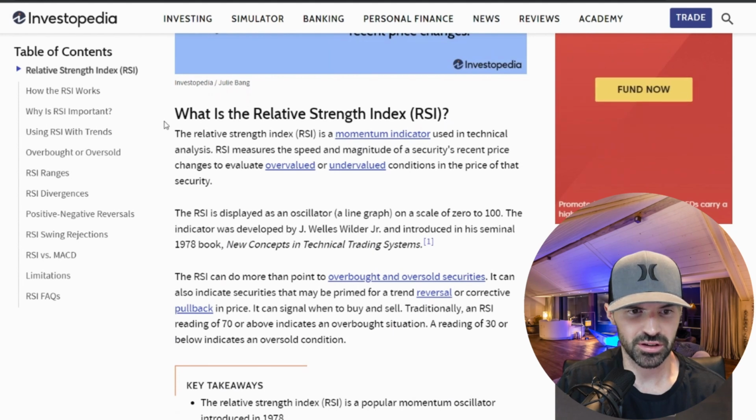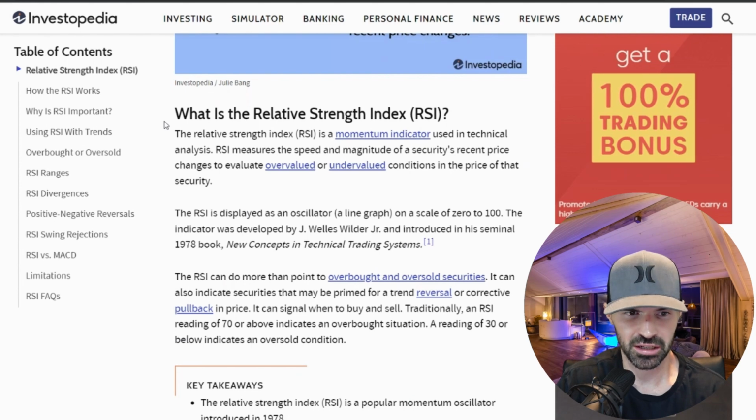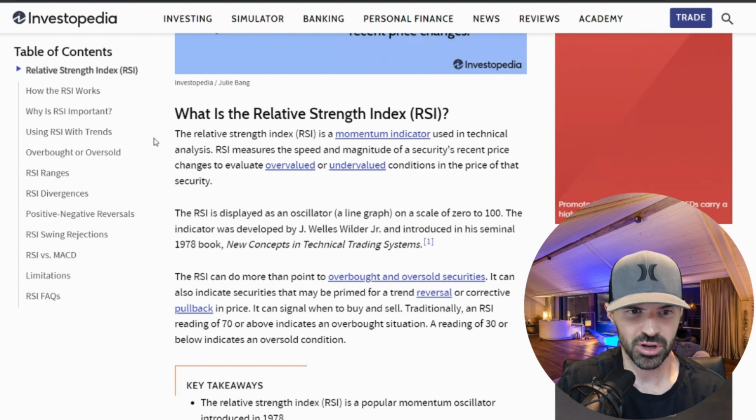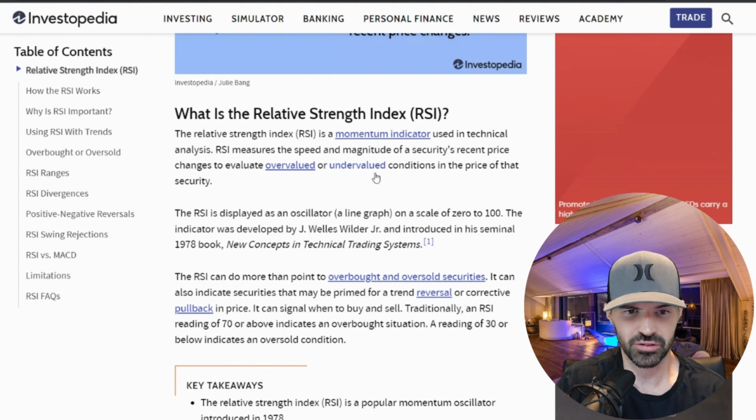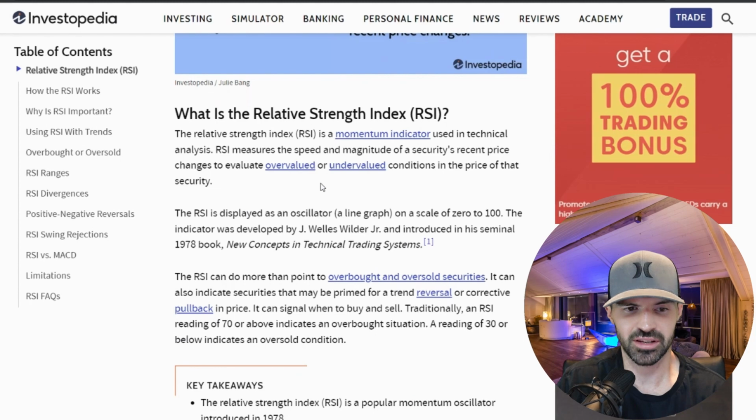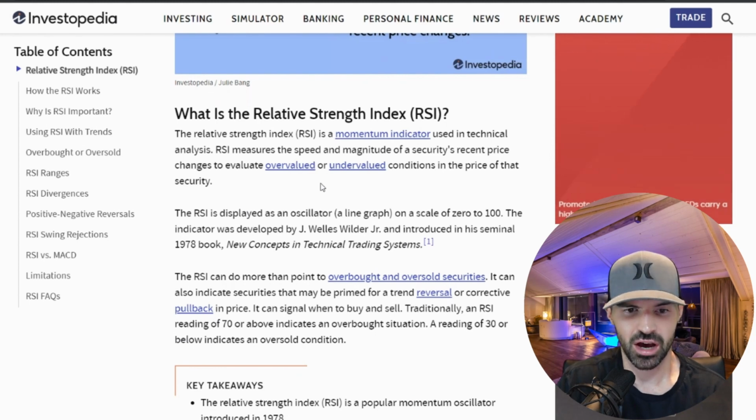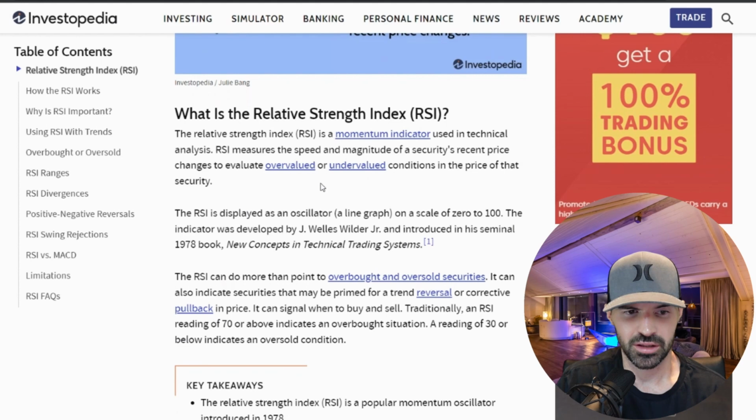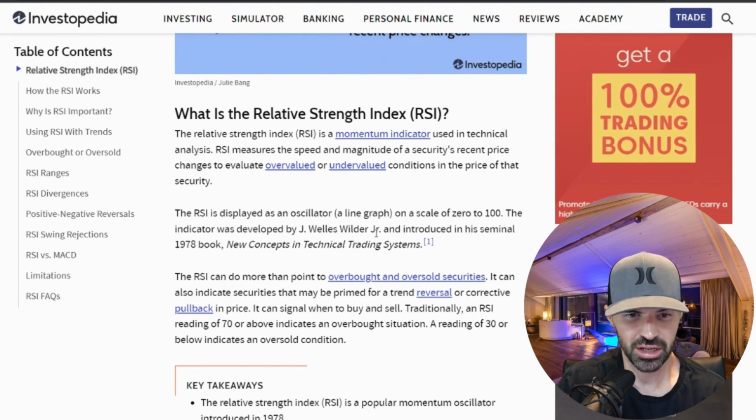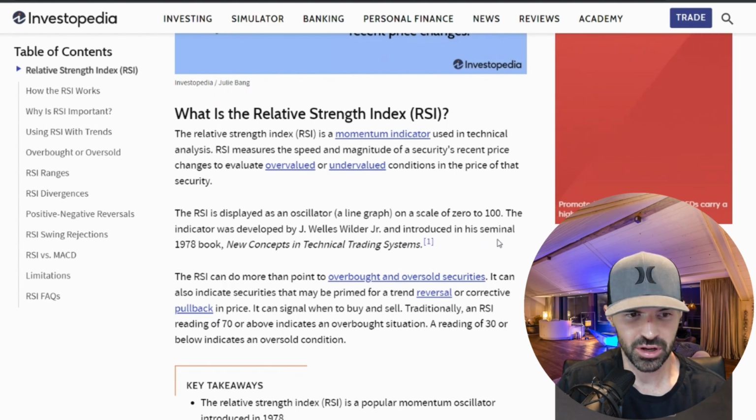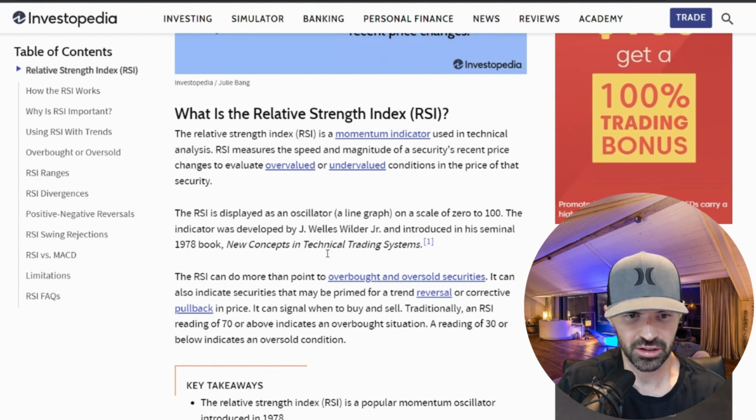The relative strength index, RSI, is a momentum indicator used in technical analysis. RSI measures the speed and magnitude of the security's recent price changes to evaluate overvalued or undervalued conditions in the price of that security. The RSI is displayed as an oscillator, a line graph, on a scale of 0 to 100. The indicator was developed by J. Welles Wilder Jr. and introduced in his seminal 1978 book, New Concepts in Technical Trading Systems.